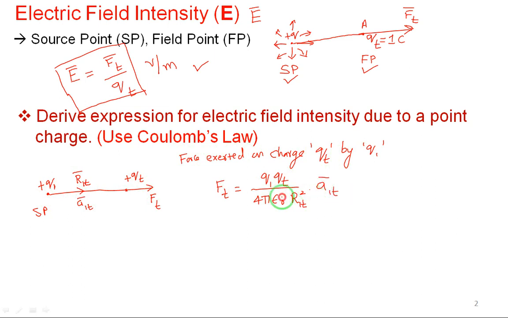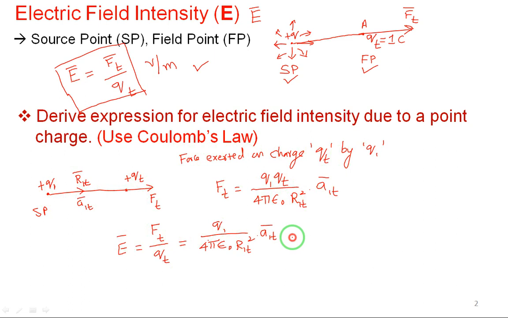This we know. Yes, this qt I will take to the left hand side, Ft by qt. So I will take it to the left side, Ft divided by qt. What I am left with on the RHS, I will write it here: q1 by 4 pi epsilon naught r1t square into a1t. But by the definition of electric field intensity, we know that the force acting on the unit positive test charge is electric field intensity E. We have defined it, right?